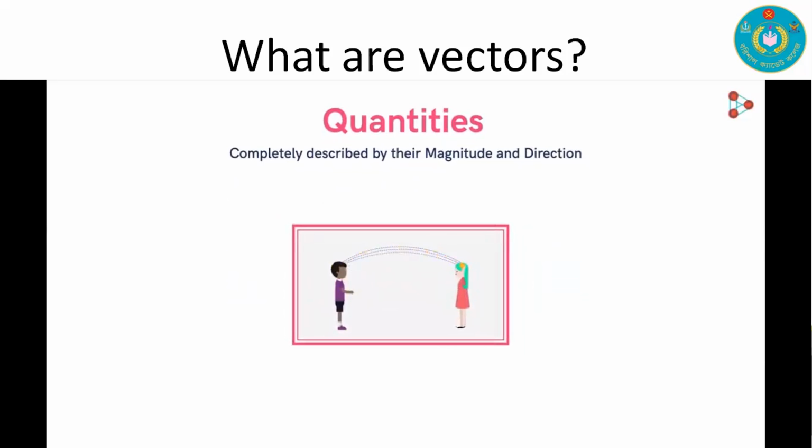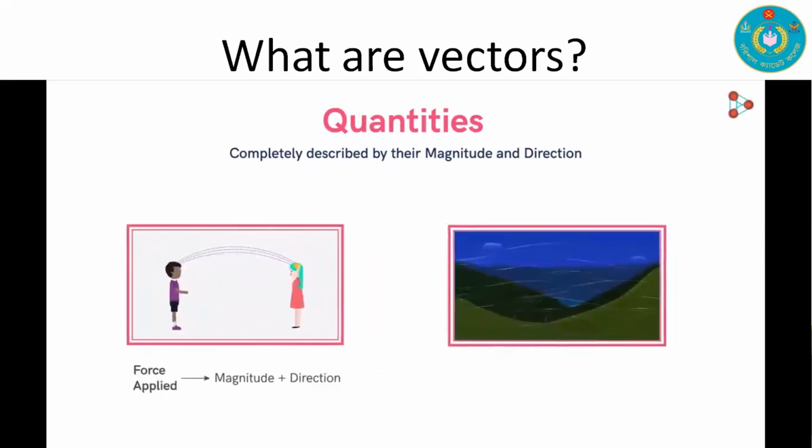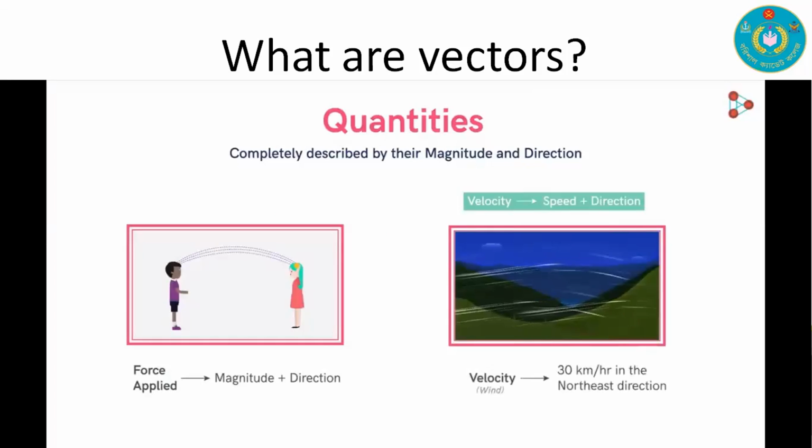And if you want to describe any quantity with the help of magnitude and direction, the quantity will be a vector quantity. Like the force applied to any object is a vector quantity, because to understand force you have to know the magnitude and the direction. Here the flow of air in a certain direction is an example of a vector quantity.